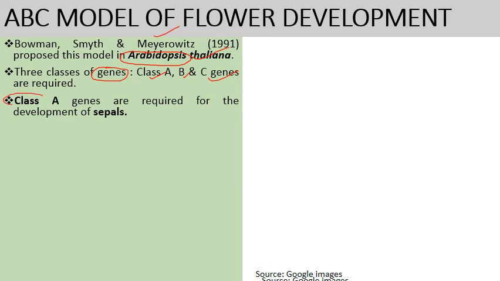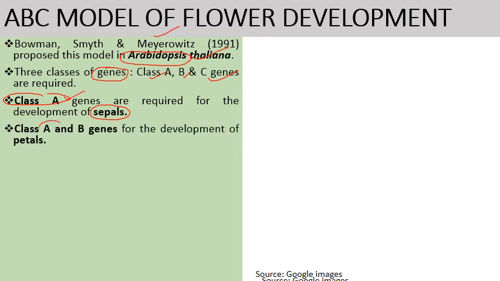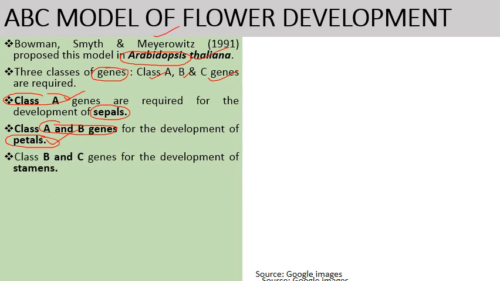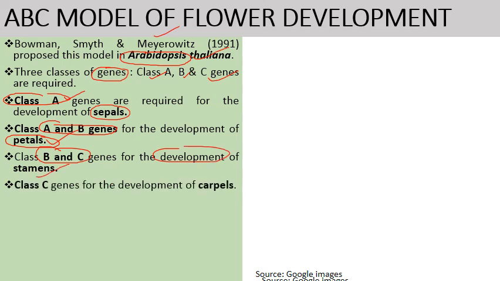The class A genes are required for the development of sepals. A gene makes sepals. Then comes A and B genes. These both genes are required for the development of petals. Then comes class B and C genes, which are responsible for the development of stamens. Next comes class C gene, and this gene is responsible for the development of carpels. The pistil is made by this class C gene. So these are the three genes which are responsible for the formation of different floral parts.